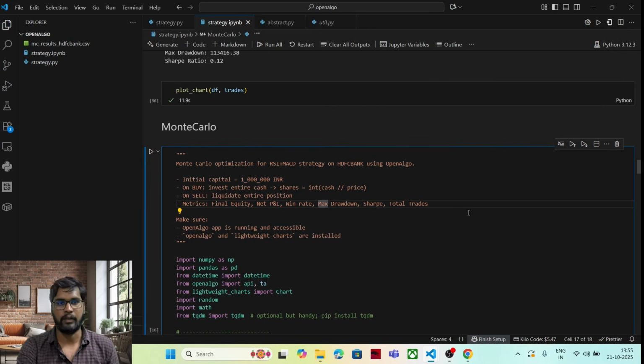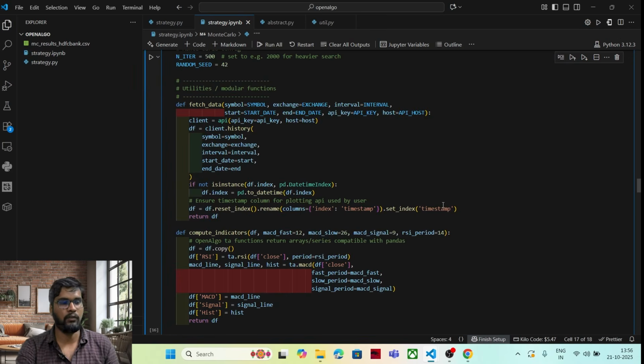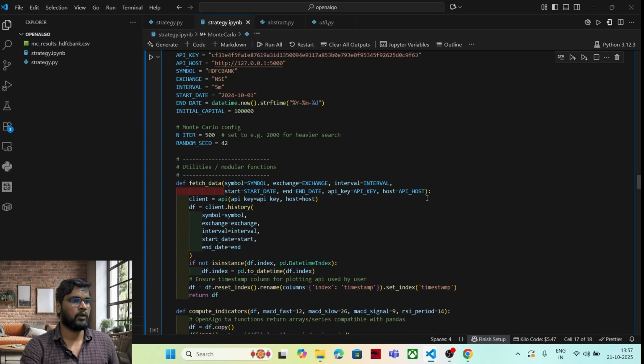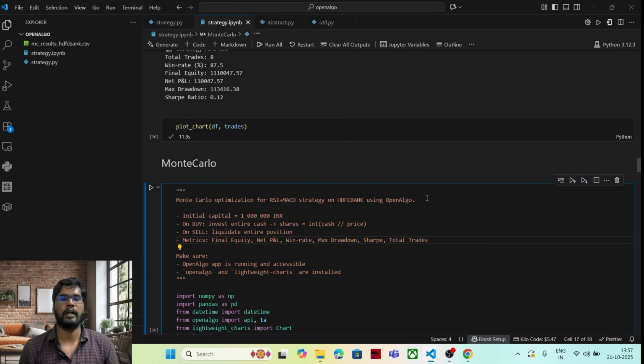In our case, we have two indicators, RSI and MACD. In RSI, we have 30 and 70, the numbers we need to fix. For MACD, 12 is the fast moving average, 26 is the slow moving average, and the MACD signal is at 9. So what Monte Carlo does is, it optimizes the set of parameters that are used in our model. In our case, we are using RSI and MACD.